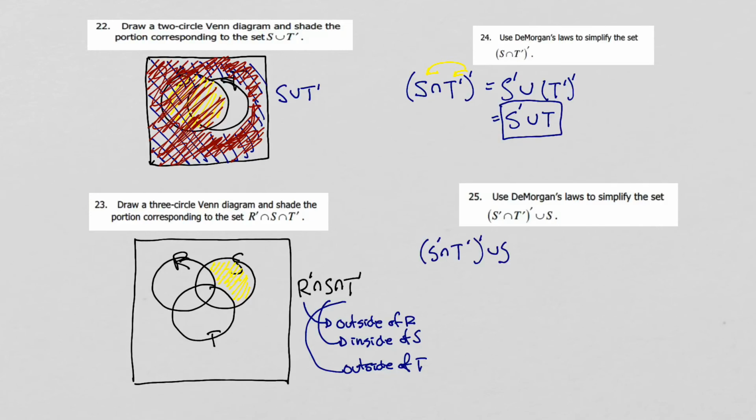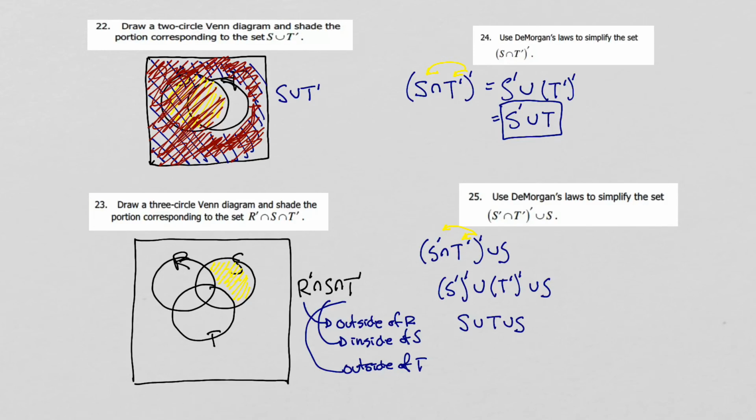Now, let's distribute this using De Morgan's laws. So that's going to give us S prime, prime, union, right? Because when we use De Morgan's laws, whatever symbol that is, it changes direction. And then this will be T prime prime union S. And now we can simplify these. These are double negatives in a sense, so this is going to be S union T union S.